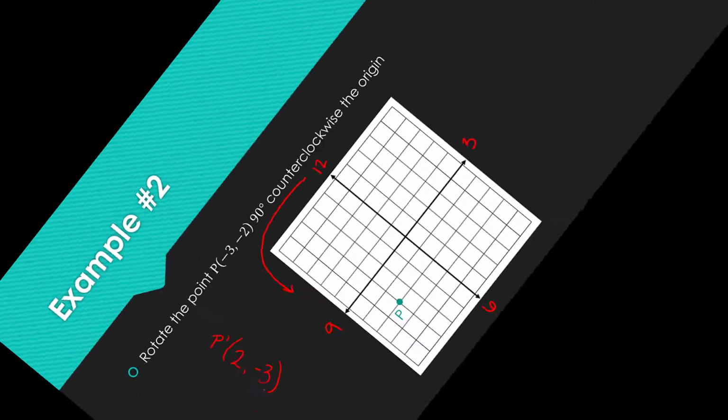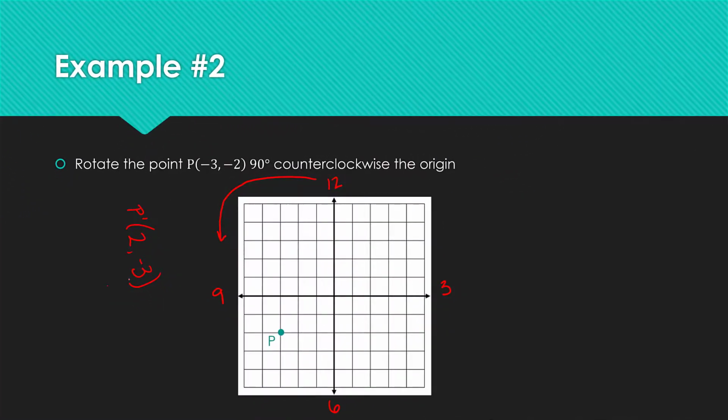Rotate the paper back to normal and plot that point. Right 2, down 3. P prime. And we can see on here that if I was going around, P to P prime did indeed go counterclockwise.